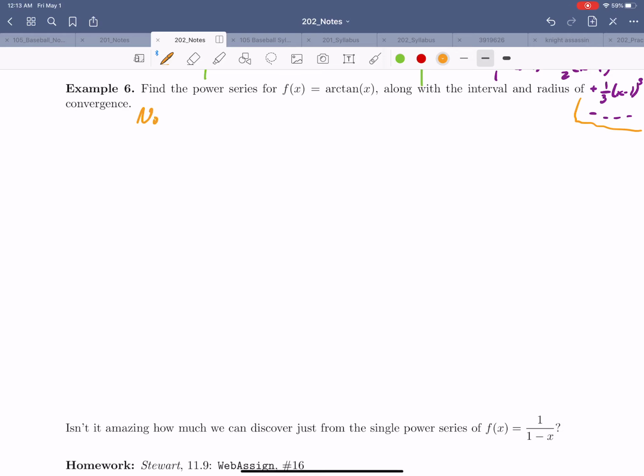So first, as we did in class, note that while arctan of x doesn't look anything like 1 over 1 minus x, its derivative does. Right? f prime of x equals 1 over 1 plus x squared, which is 1 over 1 minus the quantity negative x squared. And when negative x squared is between negative 1 and 1, we can write that as a geometric power series, right? Perfect.